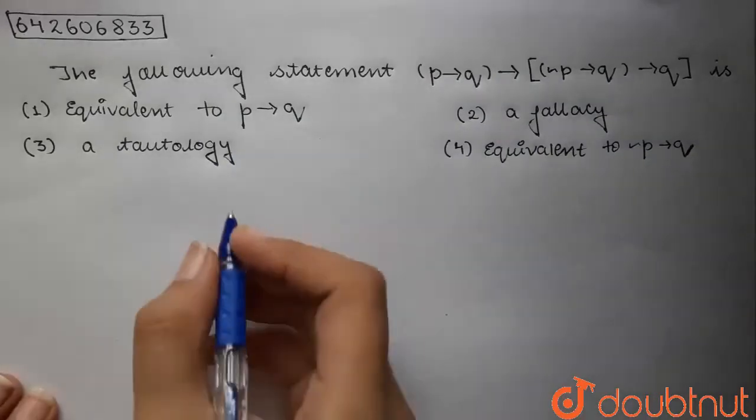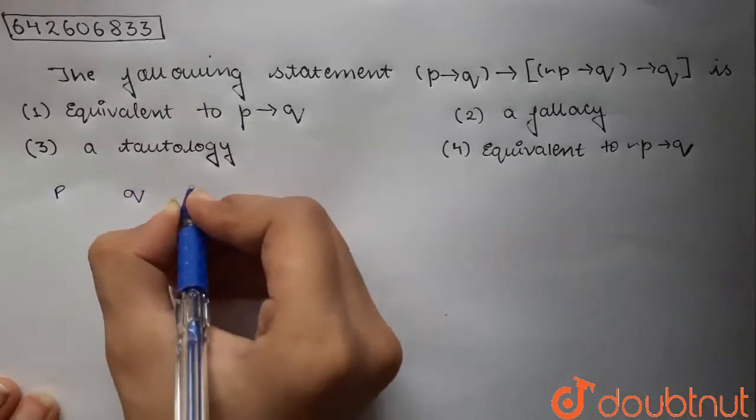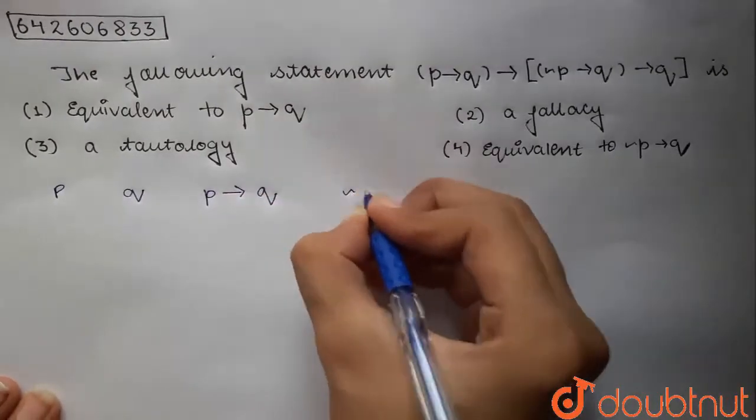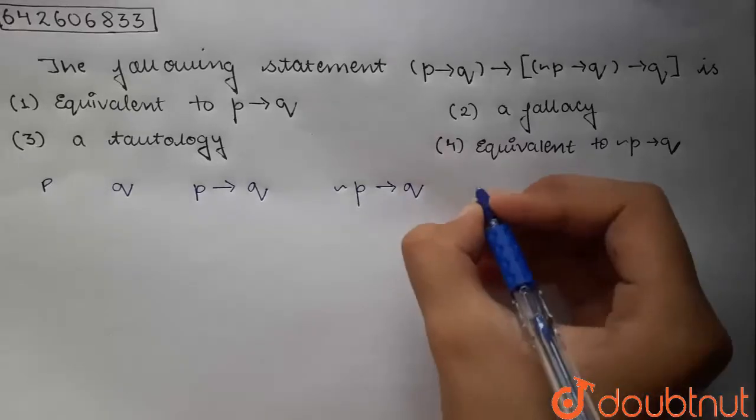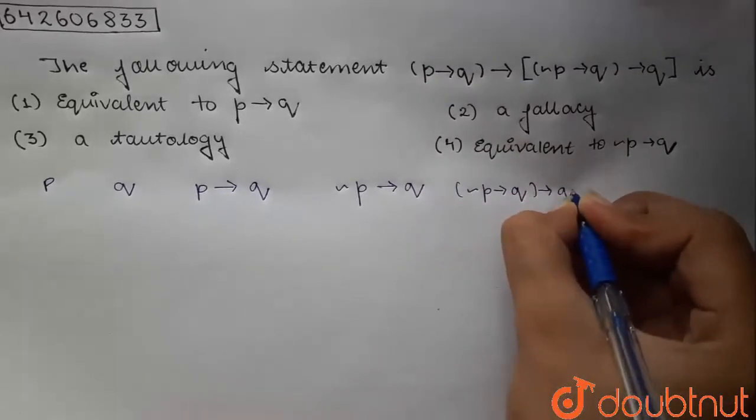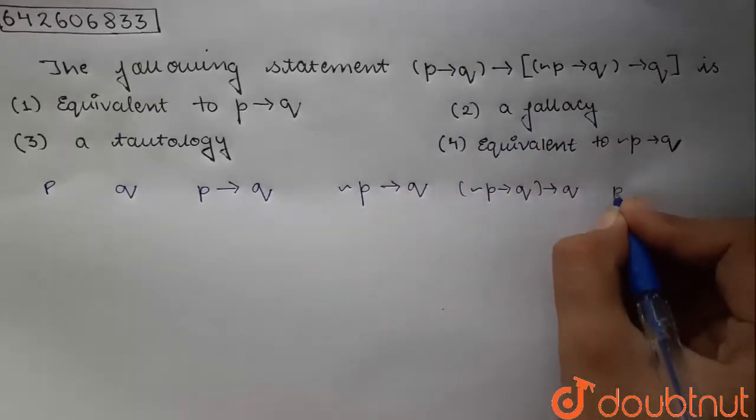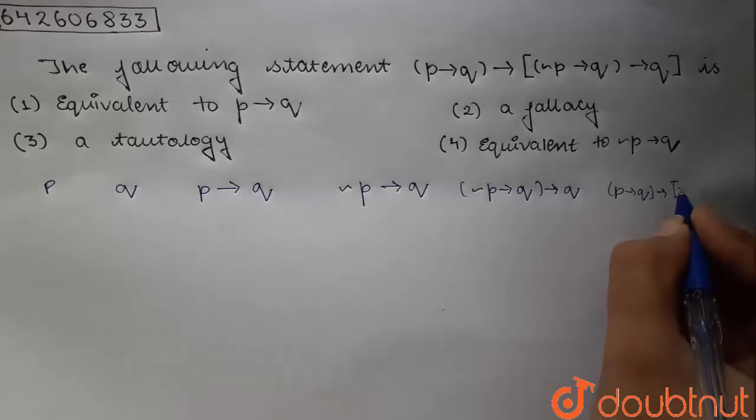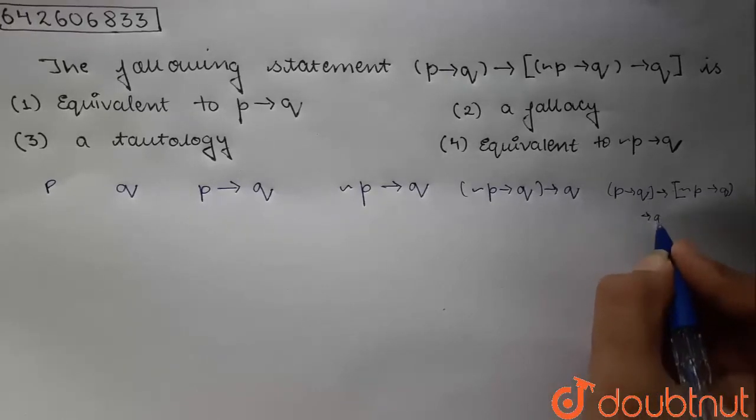So let us draw its truth table. First I am writing P, then Q, then P implies Q, then negation P implies Q, and then this whole thing: (P implies Q) implies (negation P implies Q), and that is implicated with Q.